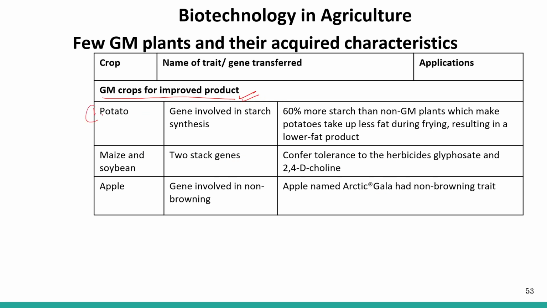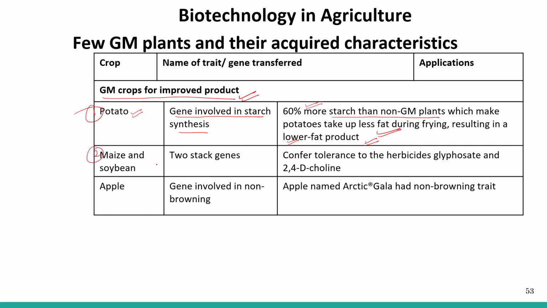Genetically modified crops for improved product. The first crop is potato. Gene involved in starch synthesis. 60% more starch than the non-genetically modified plant, which makes the potato take up less fat during frying, resulting in a lower fat product. So we have a lower fat potato plant with 60% more starch. This potato is favored and genetically modified.